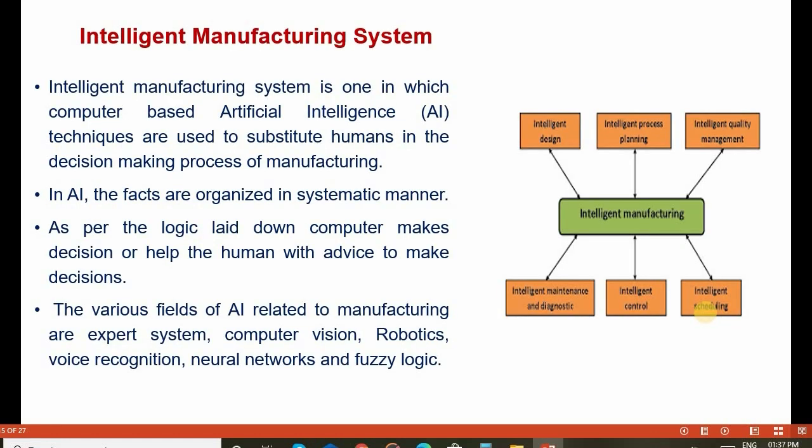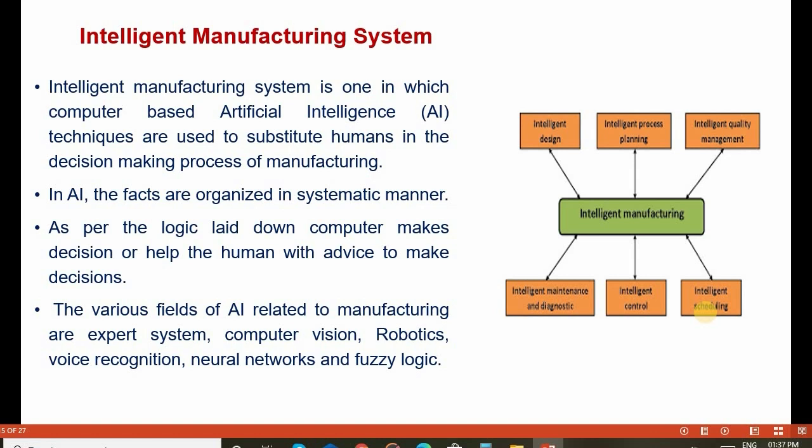Next, the intelligent manufacturing systems. An intelligent manufacturing system is one in which computer-based artificial intelligence techniques play an important role, and which is used to substitute human beings in the decision-making process of manufacturing systems.